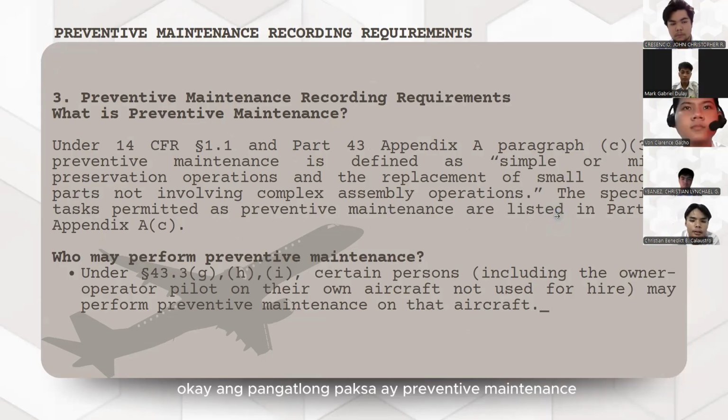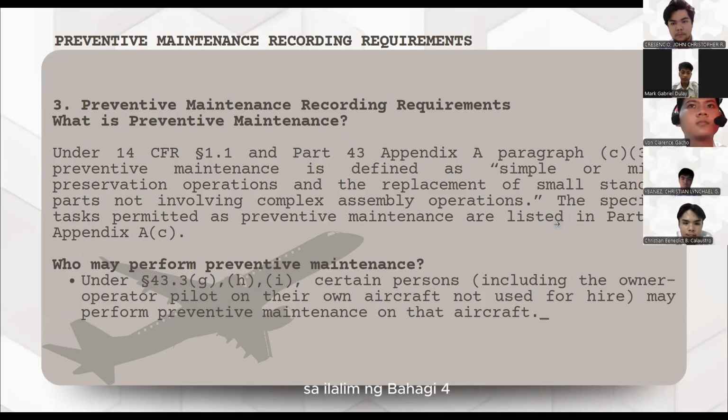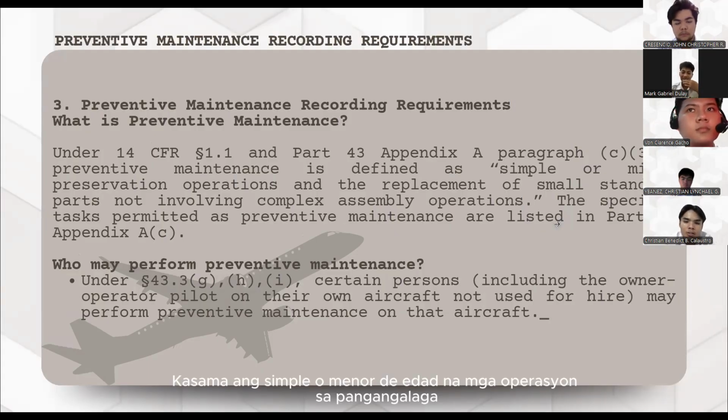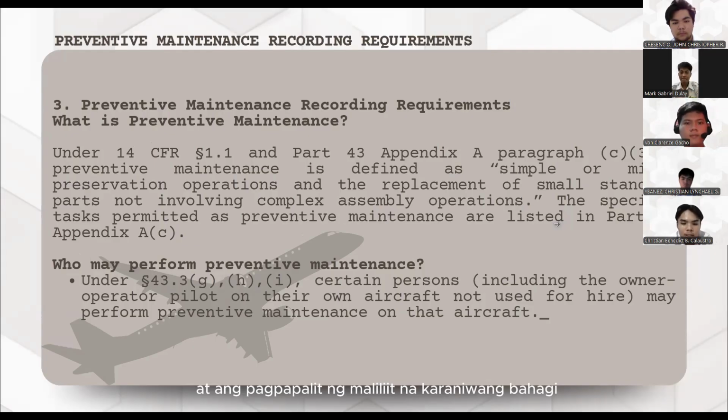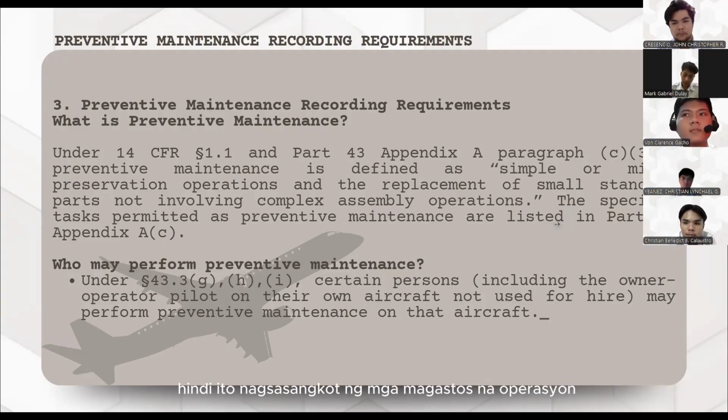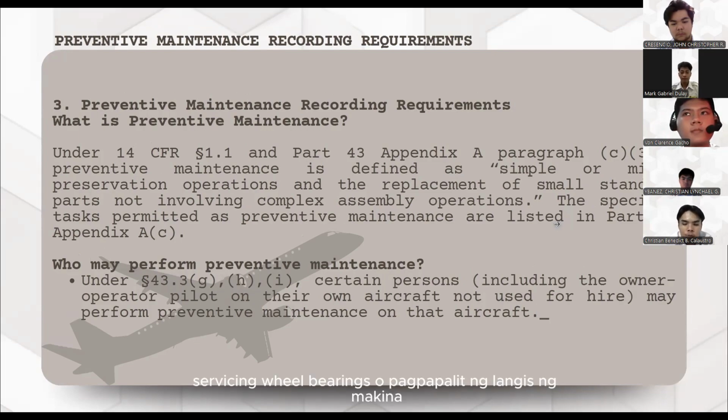Okay, the third topic is preventive maintenance under Part 43, paragraph C. Preventive maintenance includes simple or minor preservation operations and the replacement of small, standard parts. These do not involve complex assembly operations. Examples include replacing wire, servicing wheel bearings, or changing engine oil.